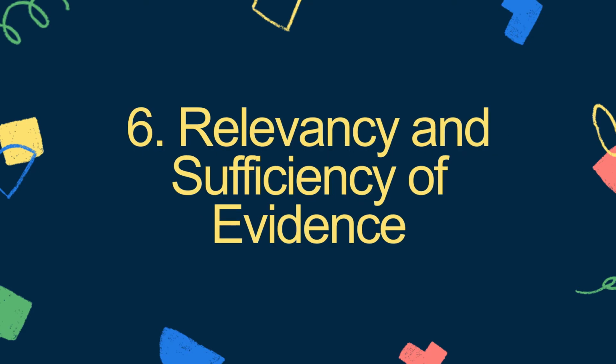Number 6, relevancy and sufficiency of evidence. Sometimes a writer can provide pieces of evidence just for the sake of providing something. That is the reason why it is very important for us to evaluate if the pieces of evidence presented are relevant and sufficient in order to support the claim.